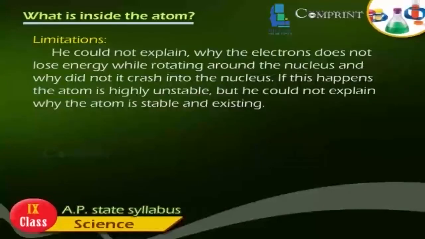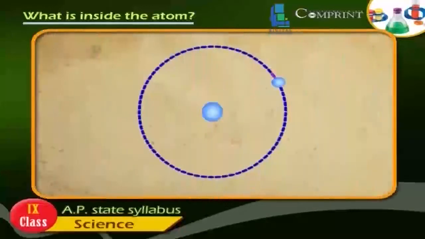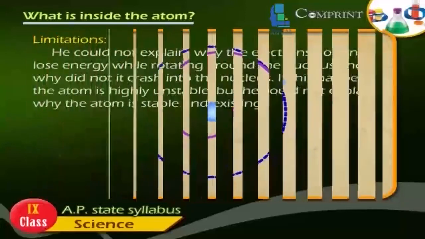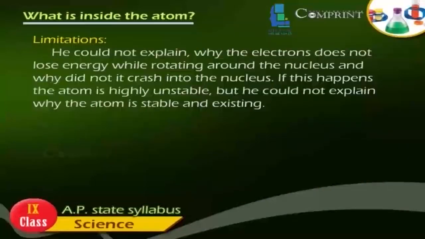Limitations. He could not explain why the electrons do not lose energy while rotating around the nucleus and why they do not crash into the nucleus. If this happens, the atom is highly unstable, but he could not explain why the atom is stable and existing.